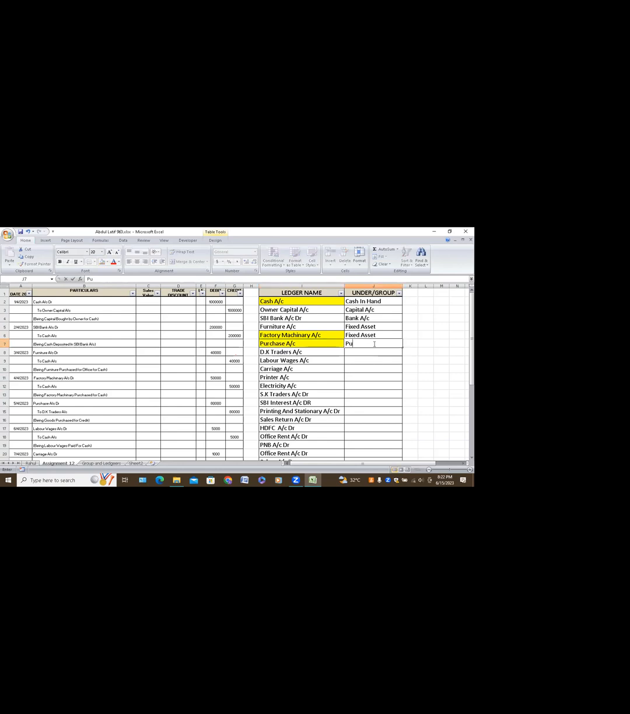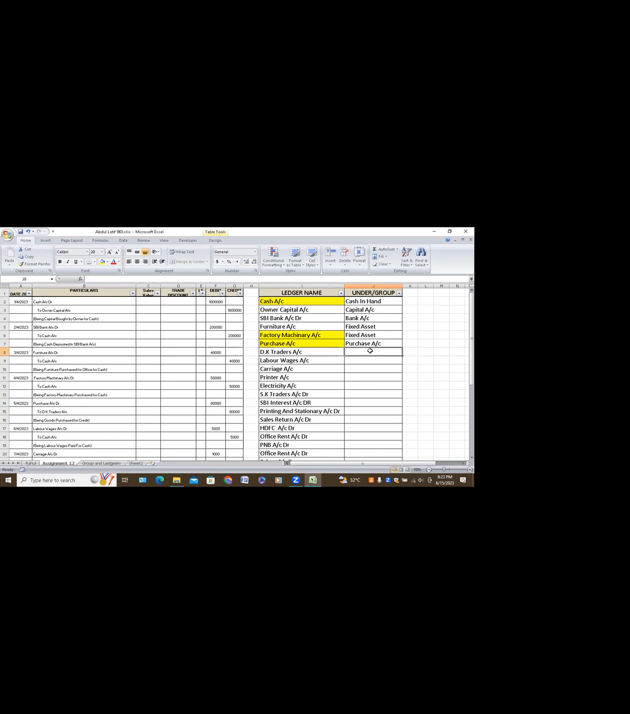Next, DK traders account. See, purchase account, it is mentioned as two DK traders. So creditors and debtors. You can take one as a creditor, Abdul, because you have two DK traders. One you take under credit, the other under debit. Okay, ma'am. You have written it.